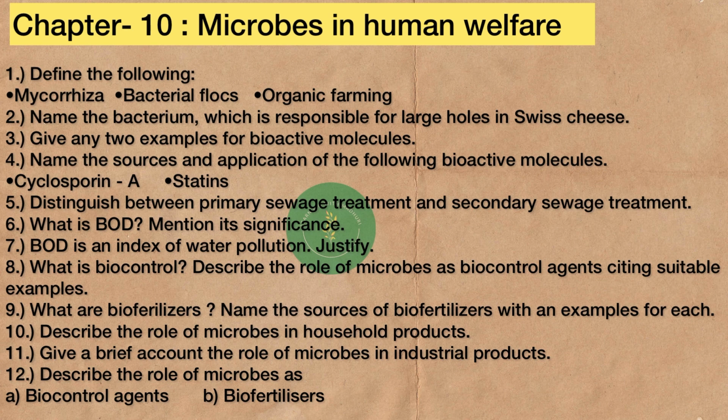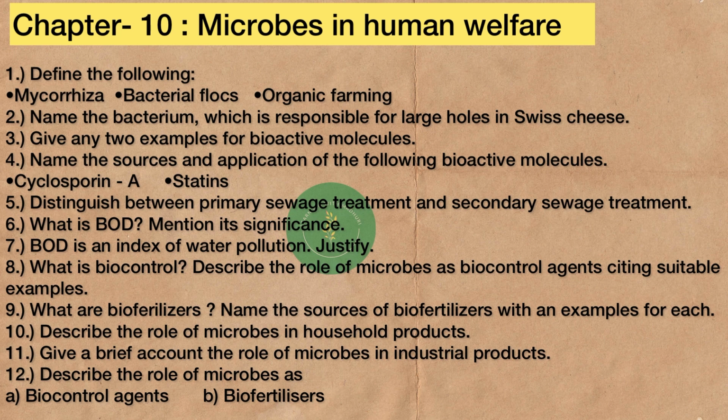In chapter number 10, microbes and human welfare, focus on mycorrhiza, bacterial flocs, organic farming. Also 1 mark question like name the bacterium which is responsible for large holes in Swiss cheese. Examples for bioactive molecules. The next question is very important. Name the sources and application of the following bioactive molecules. Cyclosporin A, statins. Also, difference between primary sewage treatment and secondary sewage treatment. What is BOD? Mention its significance.